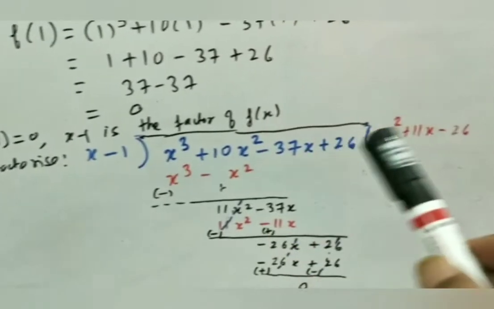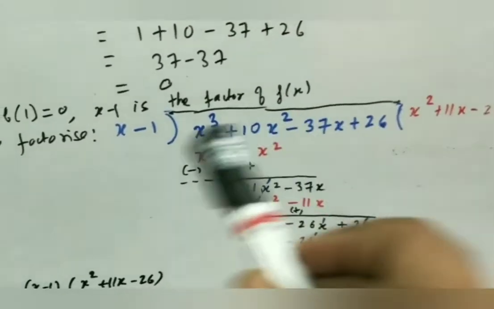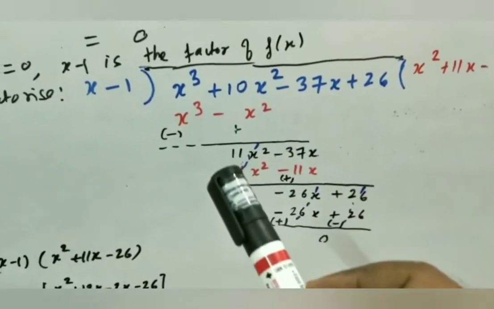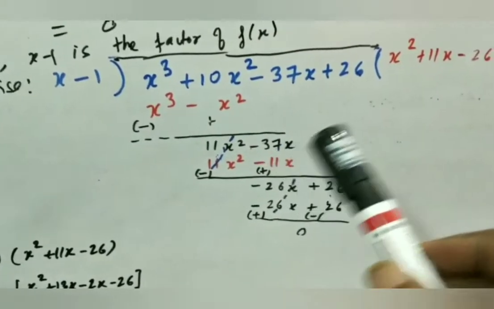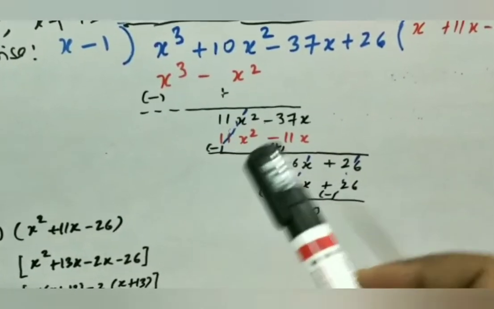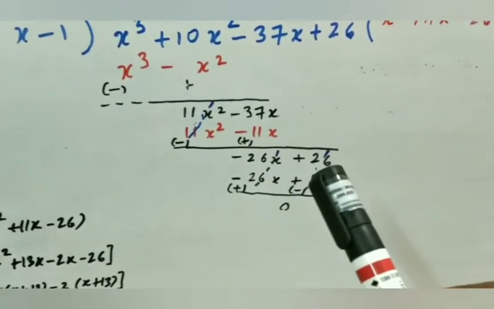Now, to factorize by the long division method, x square into x is x cube, x square into minus 1 is minus x square. Subtract, 11x square minus 37x plus 11x into x minus 1 will give this. This will get cancelled. You get minus 26x plus 26, 0. So this is the quotient.